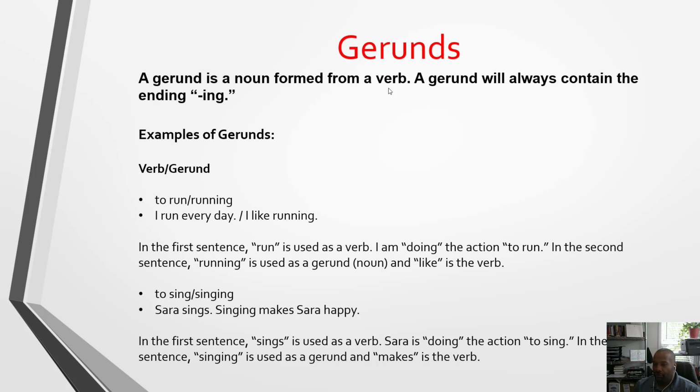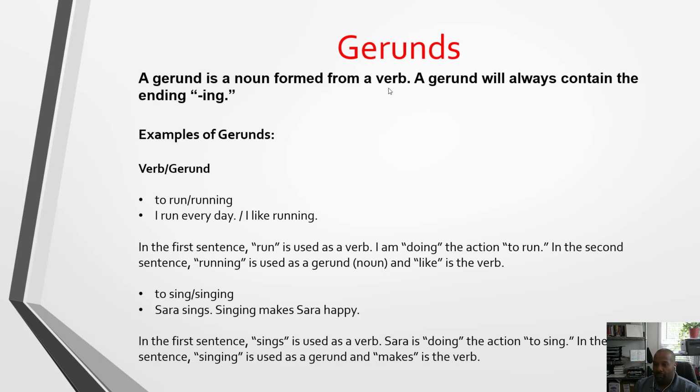All right, verb, gerunds. And so we're going to separate it by first the verb, right? And then the gerund. Okay? So it's just a word, right? To run, that's a verb. Running is a gerund. All right? To run is a verb, that's an action. Running is now a noun.